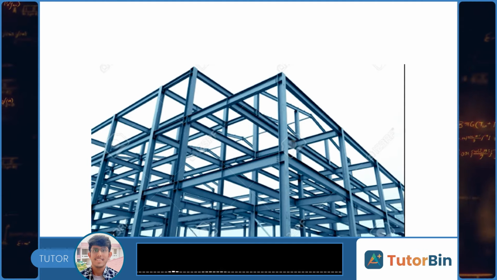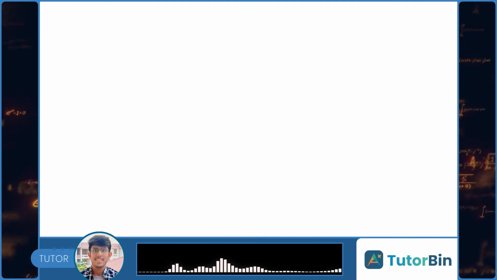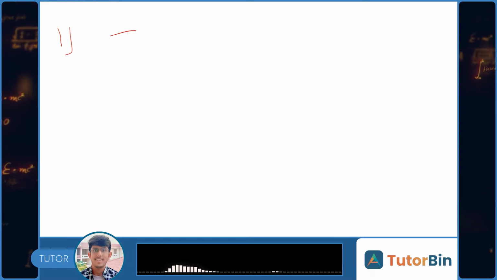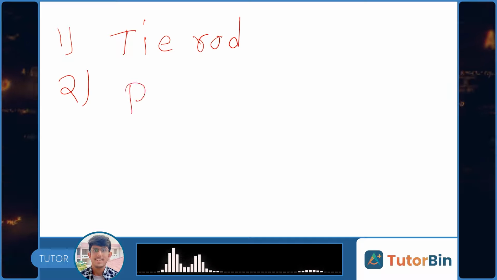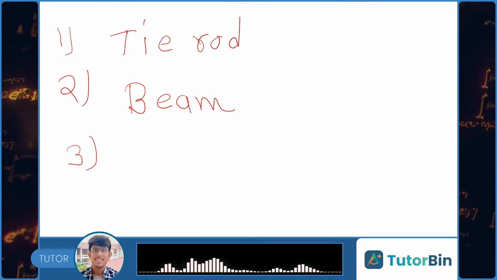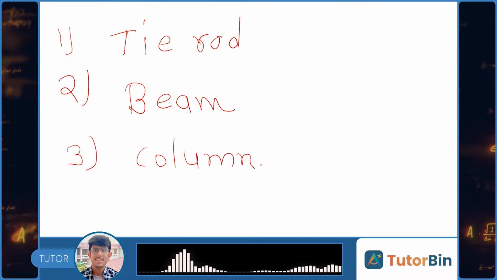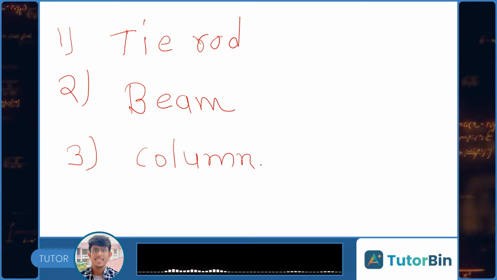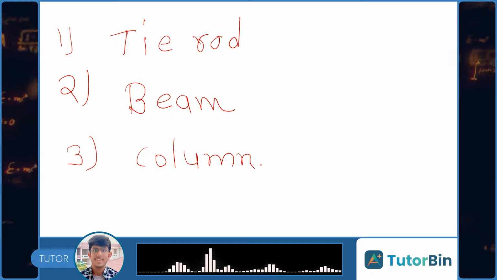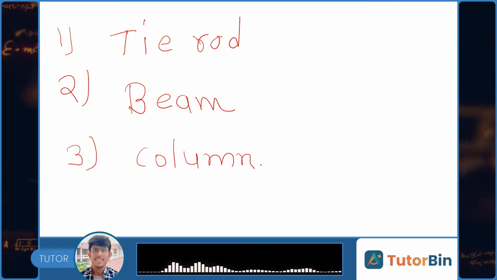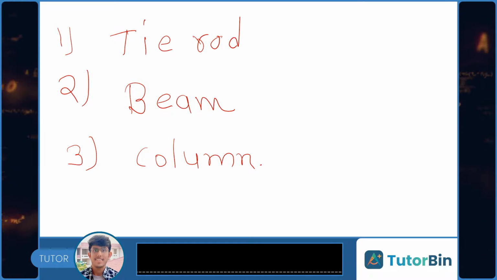Now let's discuss various classifications of structure. First one is tie rod. Second one is beam. And third one is column. It is very important for the structure engineer to recognize various types of the elements composing a structure. And some of the common elements are tie rod, beam and column. Now let's discuss one by one.